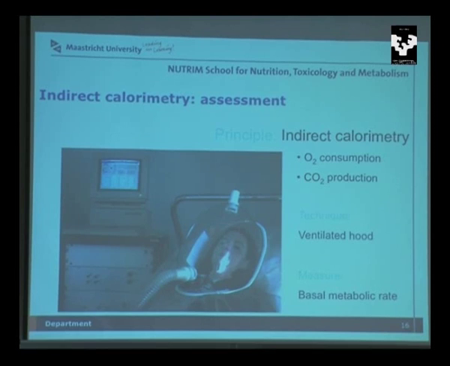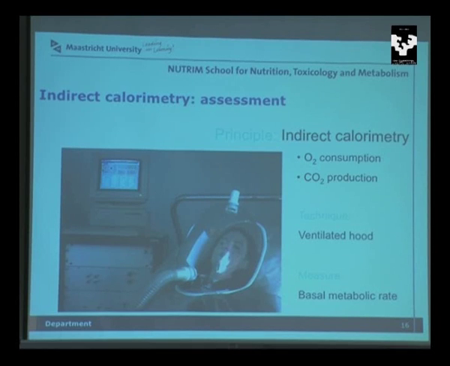This is a picture from one of our laboratories, quite an old picture actually. You have the air inlet here, so there's an airflow from the room through the hood to the indirect calorimeter. At the inlet you have to measure oxygen and CO2 concentration in the air, and at the outlet you also measure oxygen and CO2. The difference is, of course, what this human being has been using and producing. We call that the ventilated hood technique, and we use this to measure the basal metabolic rate.